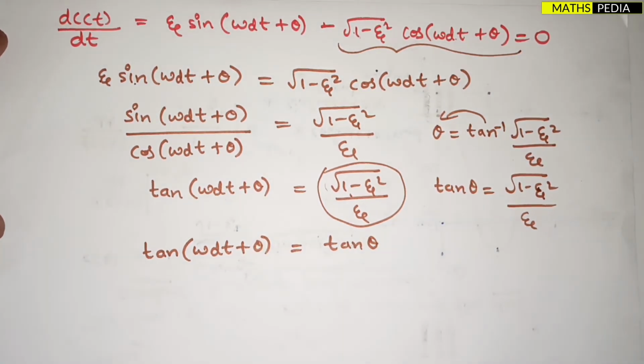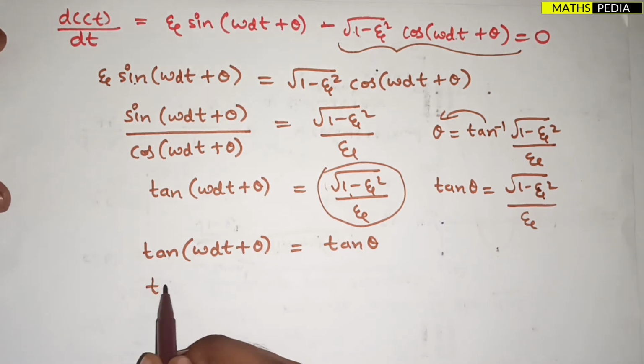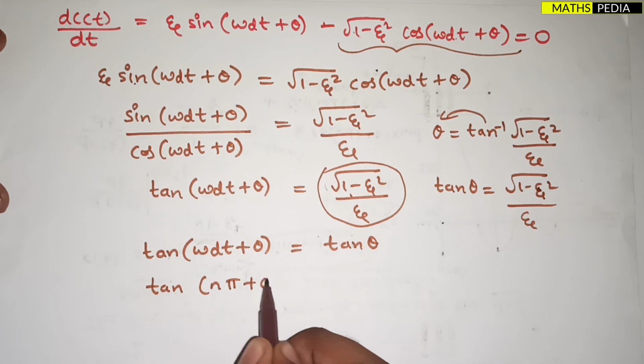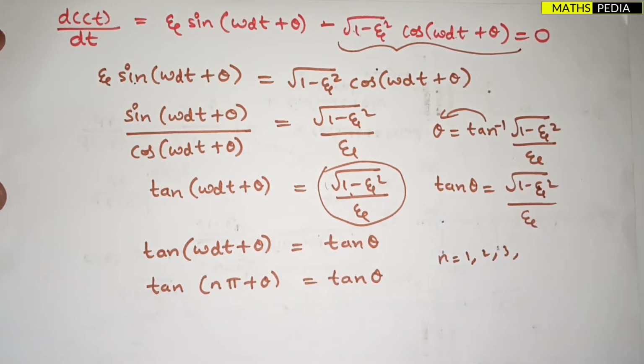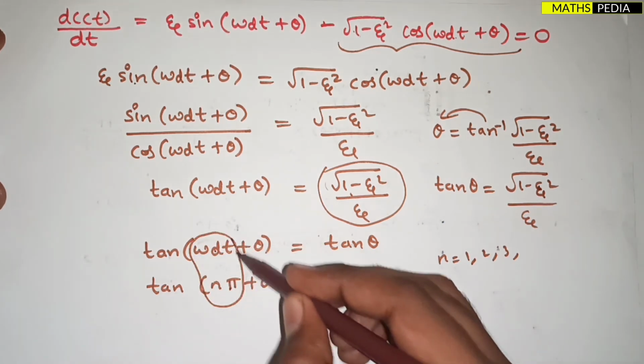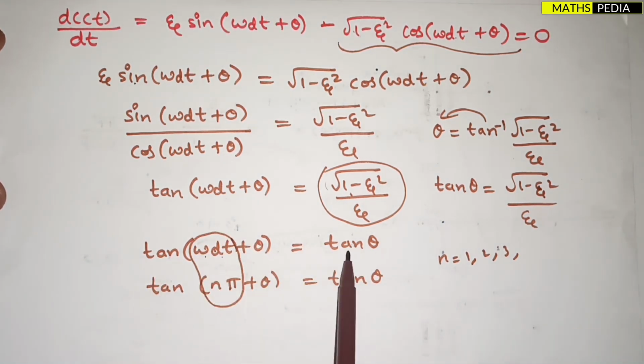Correct? So from trigonometric formula, as we know, tan(n pi plus theta) is equal to tan theta. Okay, n can be any natural numbers, 1 to any positive numbers. So when I compare this and this, what will happen? See here, these both are equal. Tan(omega d t plus theta) is equal to tan theta, and tan(n pi plus theta) is equal to tan theta. So these two will be equal. Therefore I can write omega d t and n pi are equal. Omega d t is equal to n pi. Correct? Simple thing.